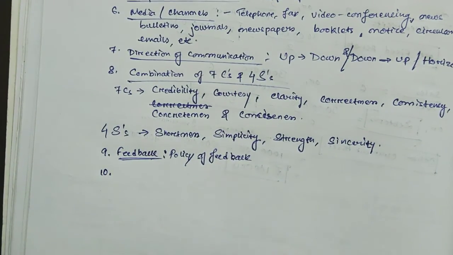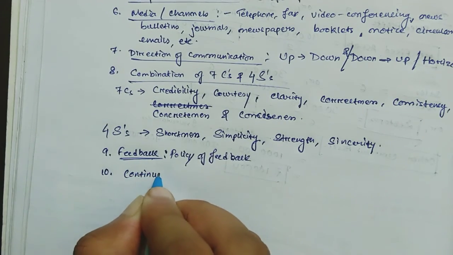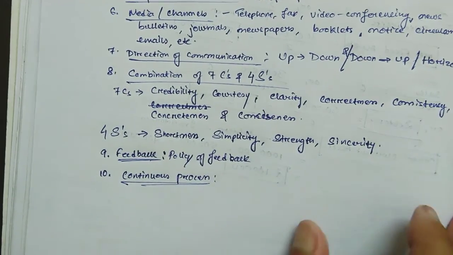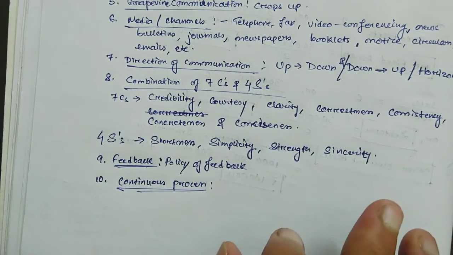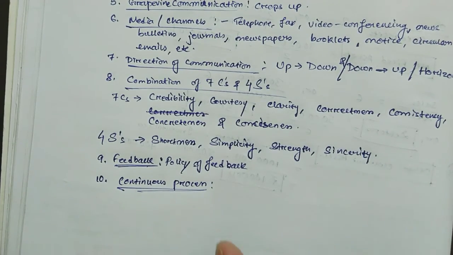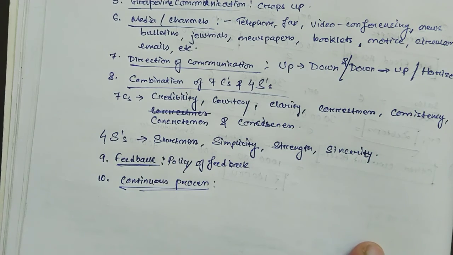And the last one says that it is a continuous process. Corporate communication is a continuous process. It will not stop after happening once. It will keep on happening till the corporate body or the organization survives. Okay, it will never stop. If it stops, then everything else stops. It's as good as dead. So we can say that corporate communication is almost like the life breath of an organization.